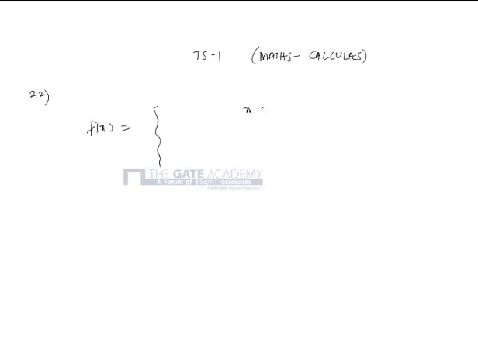That is, when x is less than 3, f of x takes the value of x plus lambda. When x is equal to 3, f of x is 4. And when x is greater than 3, it is 3x minus 5. Now what is asked is: f of x will be continuous at x is equal to 3 for what value of lambda? So what is lambda that will make f of x continuous at x is equal to 3?